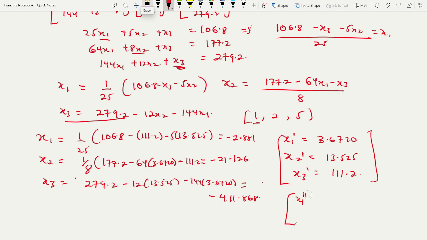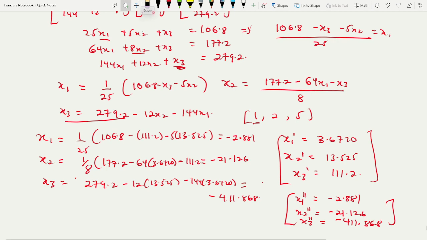the prime here, I'm just indicating that it's the second iteration. So the iteration values are negative 2.881 for x1 prime, negative 21.126 for x2 prime, then for the x3 prime, we get negative 411.868, right? So these are the two iterative values. The first iteration and this is the second iteration.